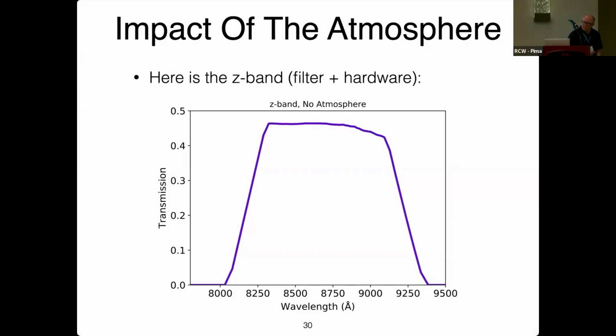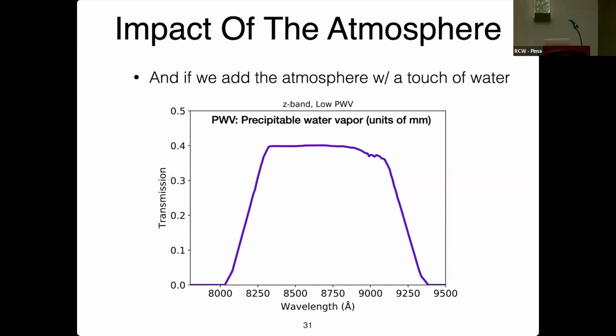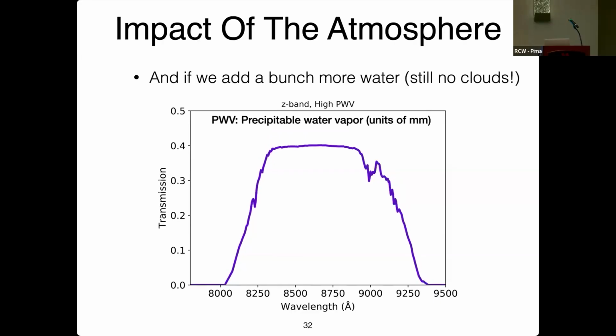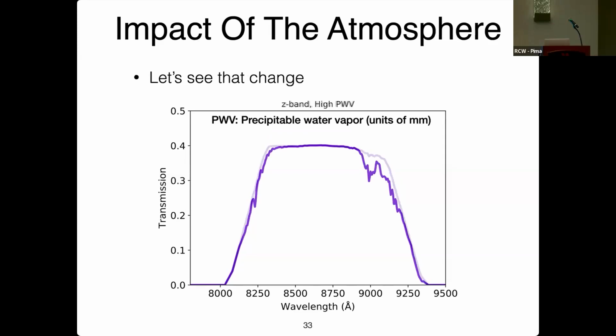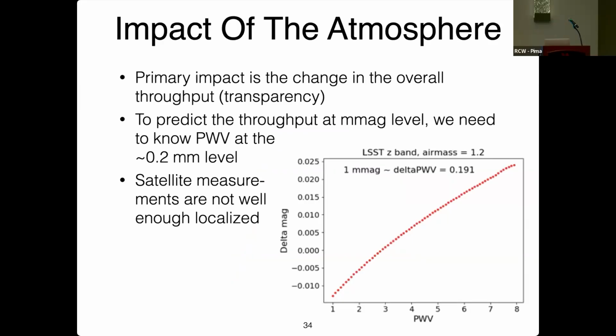showing the broadband. So here's Z band with no atmosphere. This is nominal from years ago. So now we add a little bit of water, and you add a lot of water, and then you put them on top of each other, and you can see that the water vapor cuts off the red corner of the Z or the blue of the Y band. We're looking at that. And the primary impact is the overall transparency. This is talk about hitting millimag level.